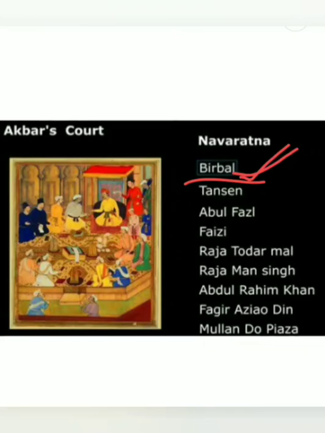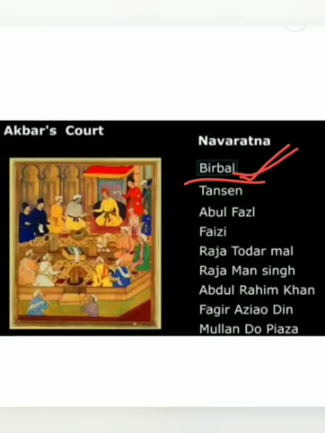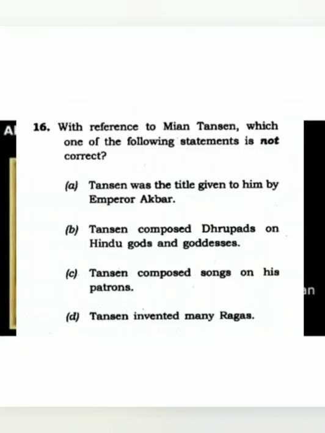Then we come to Tansen. Who was Tansen? Tansen was Ramtanu Pandey. He was a renowned musician. Akbar gave him the title Mian, that is learned man. So once we look into the question, we'll see that Tansen was not the title given by Akbar. It was Mian that was given by Akbar. Tansen was already named Tansen before he came to the court of Akbar. So the first statement is incorrect.